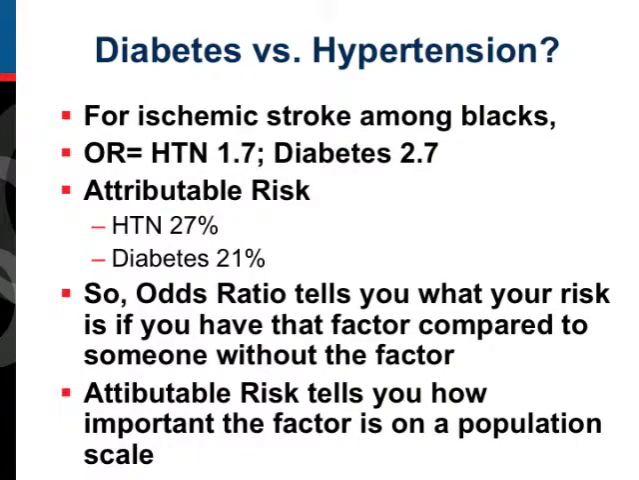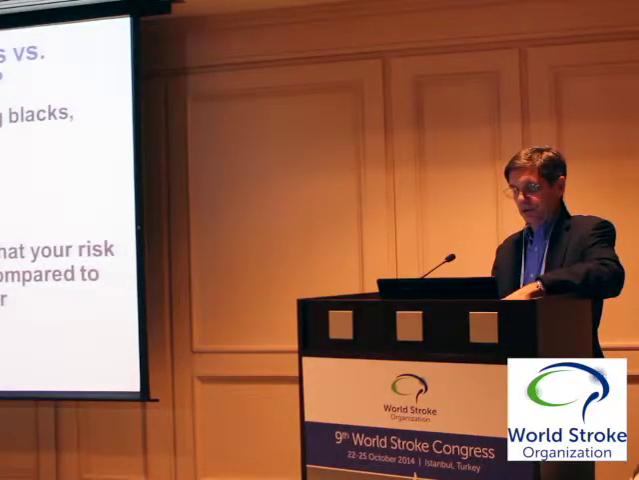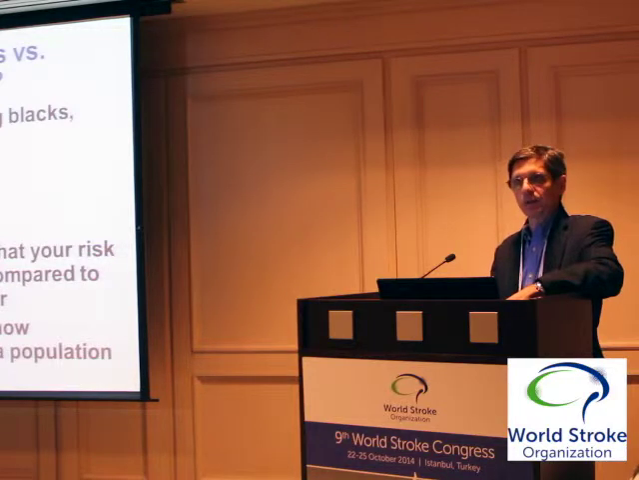So let's take an example: hypertension and diabetes for ischemic stroke. You see hypertension and diabetes have odds ratios in a case control study of 1.7 and 2.7. The attributable risk for hypertension is 27%, so 27% of the cases could be attributable to hypertension. Diabetes, 21%. And so the odds ratio tells you what your risk is if you have that factor compared to someone without the factor. And the attributable risk tells you how important the factor is on a population scale.